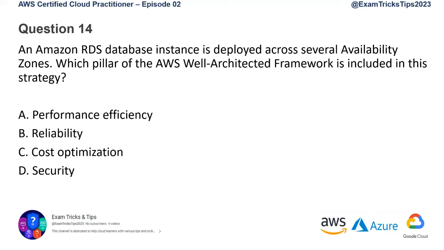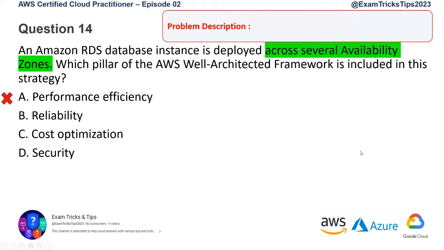So it's definitely option B. Performance efficiency is not something that we're looking at here. Neither is it cost optimization, nor is it security. It's pretty evident based on the keywords and the way the question has been drafted. It's reliability, straightforward.